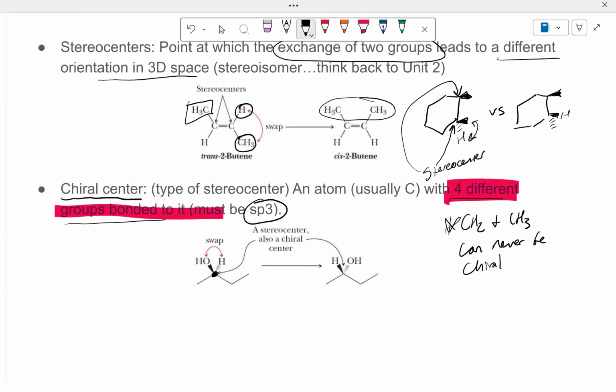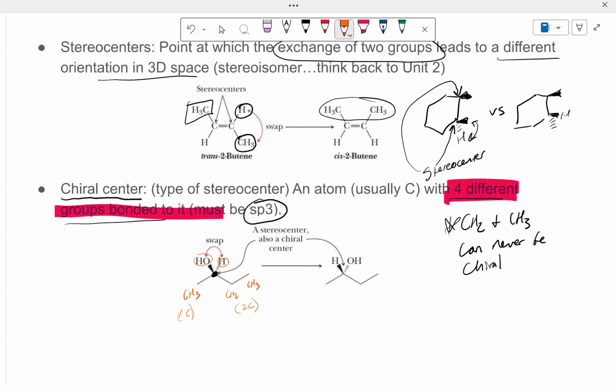So first thing we're going to do is, does that carbon even have four different groups around it? So I have a CH3 over here. I have an OH, I have an H, and then I have a CH2CH3. So we treat carbon chains as different as long as the lengths are different. So this is a one carbon chain over here. That's a two carbon chain over here. They're different groups.